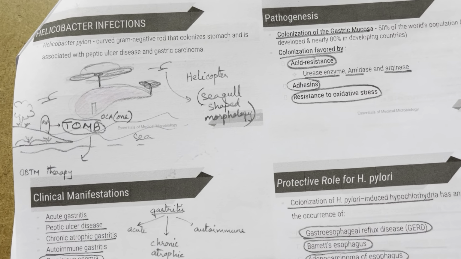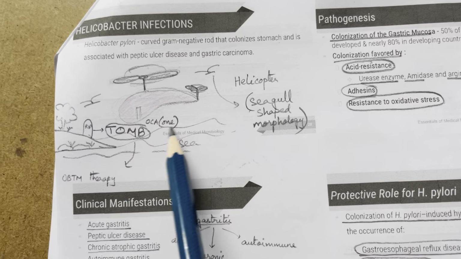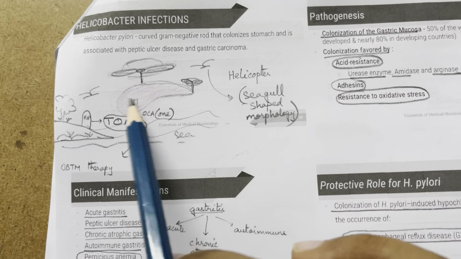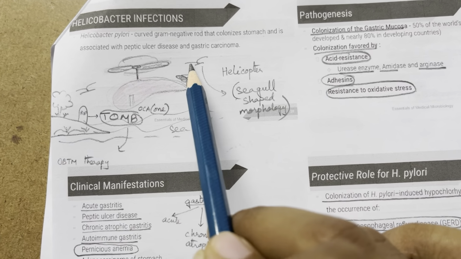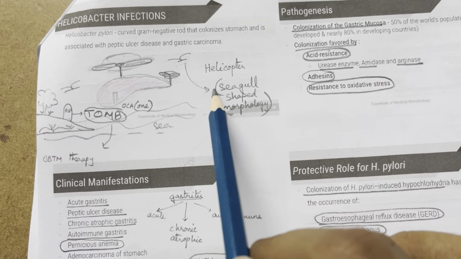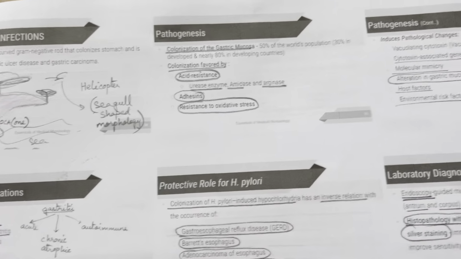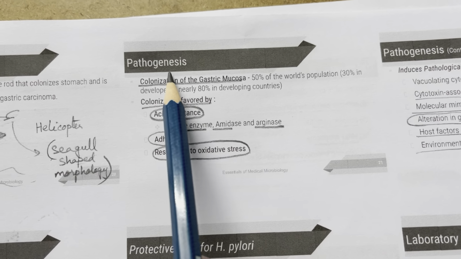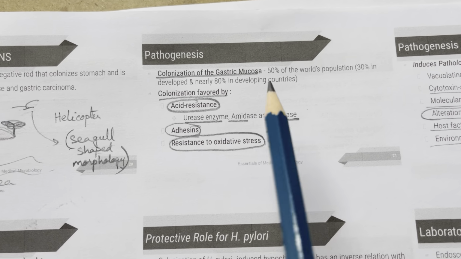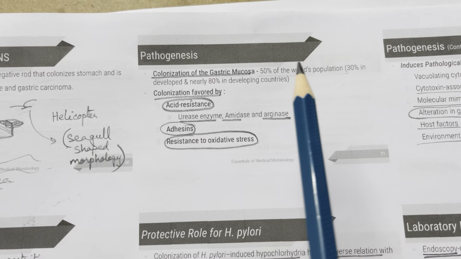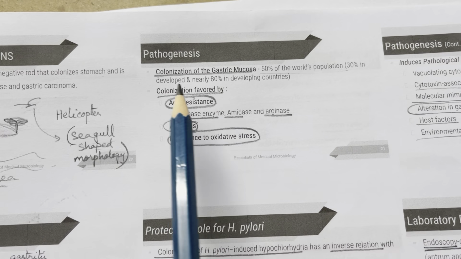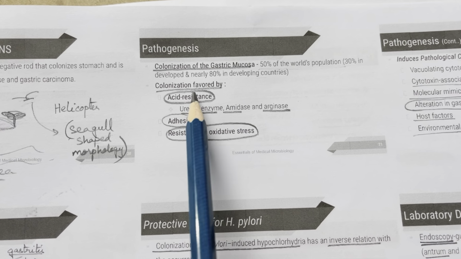Ulcer disease. Here you can see that the helicopter is hovering over sea. So you can see seagulls along with it. So the morphology of Helicobacter pylori is a seagull shape. Moving on to the pathogenesis, it colonizes the gastric mucosa first. So 50% of the world's population, 30% in developed and 80% in developing countries.